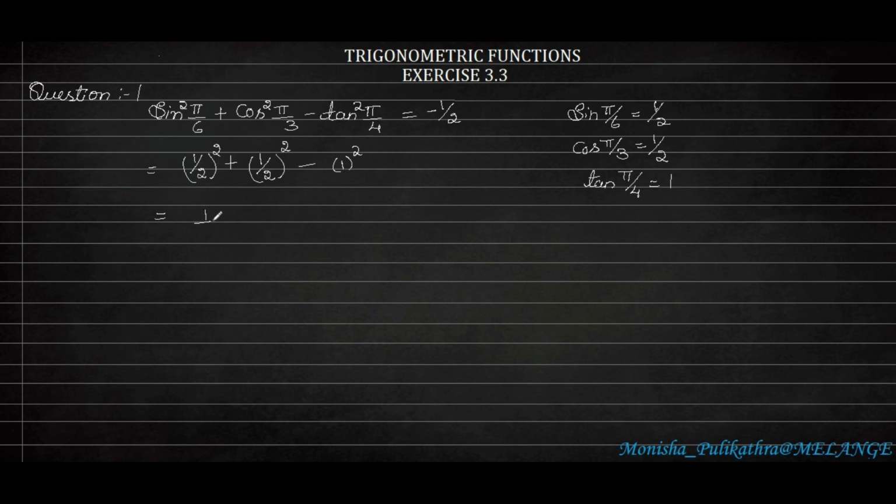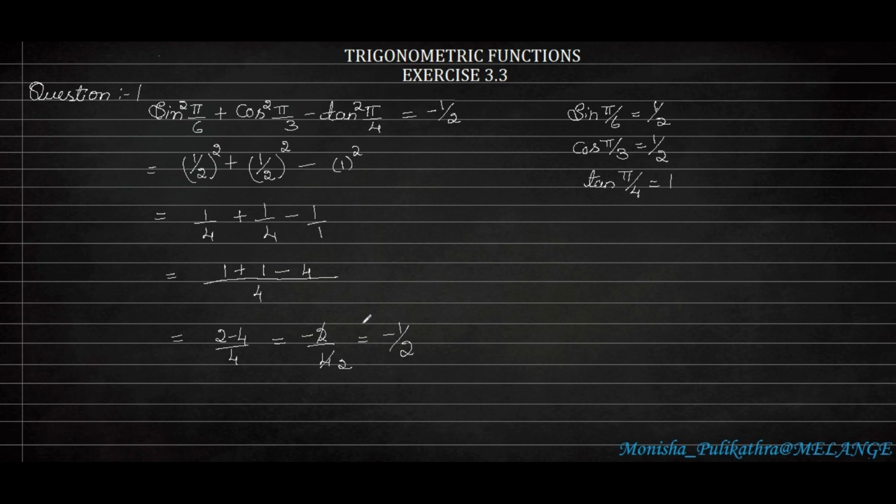So 1 by 2 whole square is 1 by 4, plus 1 by 4, minus 1, which we can write as 1 by 1. Here the LCM will be 4. So when we write LCM 4, 4 ones are 4, 1 into 1 is 1 itself, plus 4 ones are 4, 1 into 1 is 1, minus 1 fours are 4, 4 into 1 is 4. So now it will become 2 minus 4 divided by 4. So 2 minus 4 is minus 2 divided by 4. 2 ones are 2, 2 twos are 4. So it will be equal to minus half.